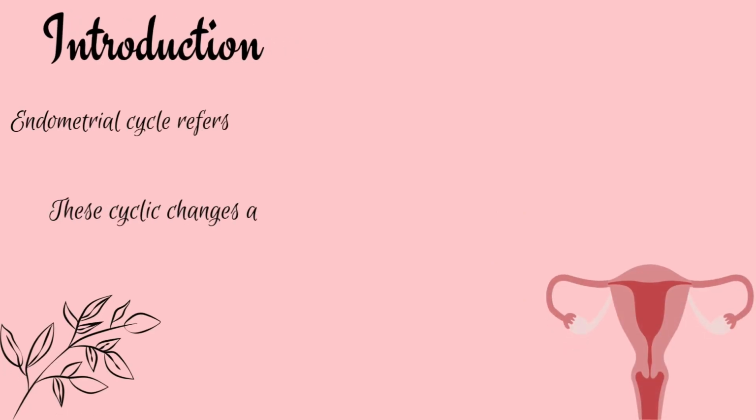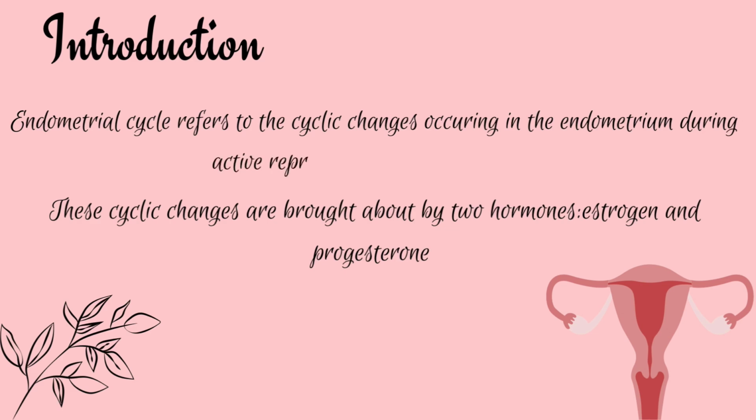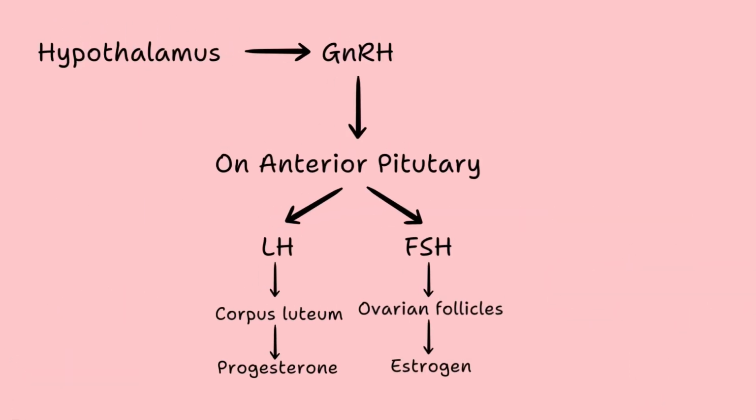The endometrial cycle refers to the cyclic changes occurring in the endometrium during the active reproductive period in females. These cyclic changes in the endometrium are brought about by the cyclic production of two hormones, estrogen and progesterone, by the ovaries. Before all, let us get some basic idea about these two hormones.